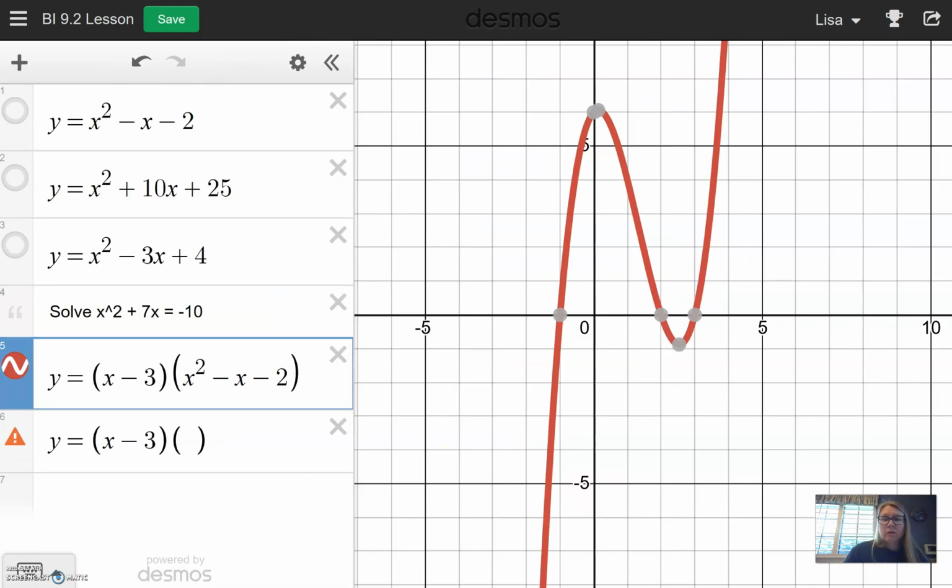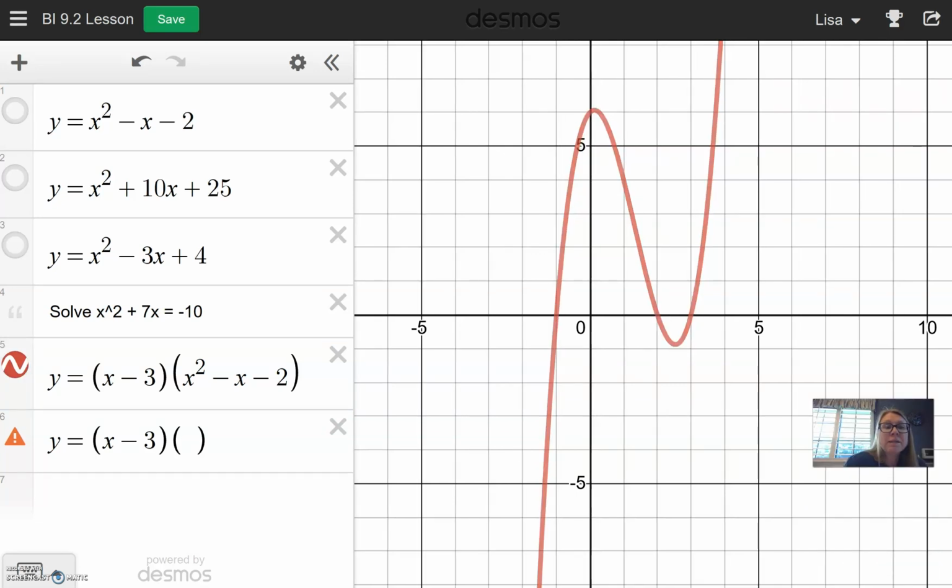Another thing that you're going to come across in section 9, in chapter 9, section 2, is the possibility that an equation or graph has more than 2 solutions. In fact, I can see 3 different places where I have x-intercepts. One of them is here. One of them is here, and one of them is here. And they connect directly to the equation that we have.